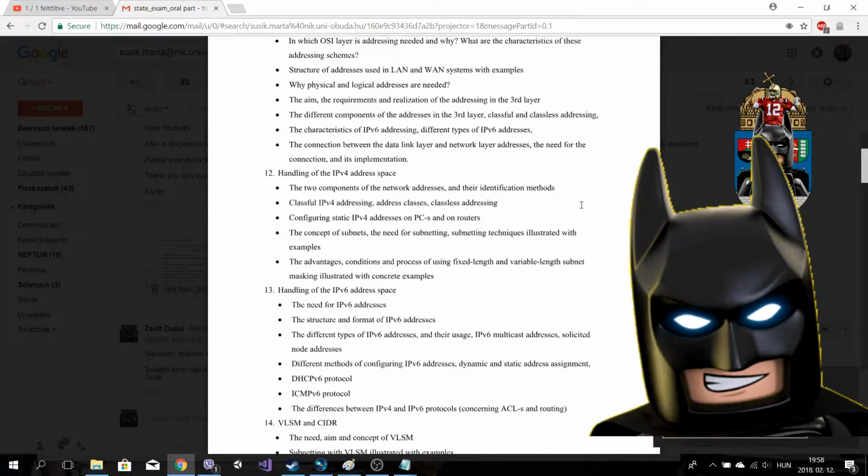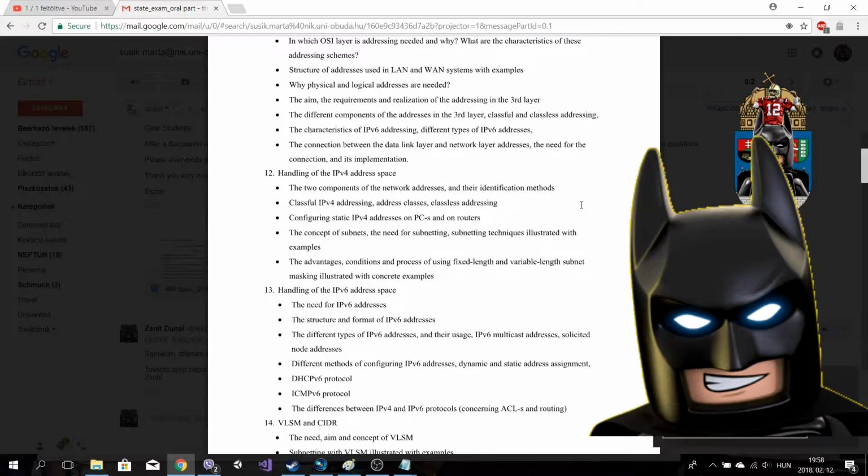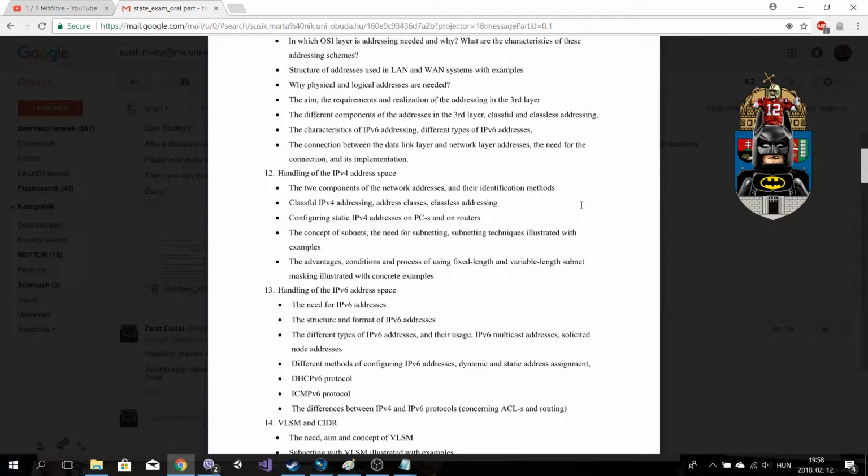Okay. Configuring static IPv4 addresses on PCs and routers is quite easy. You can go into the network options on your PC and configure it statically, just like I said previously. An IP address and subnet mask should be given, that's all. On routers, you have to get into the terminal, select an interface, and then configure the IPv4 address statically. Next, the concept of subnets and the need for subnetting techniques, illustrated with examples.